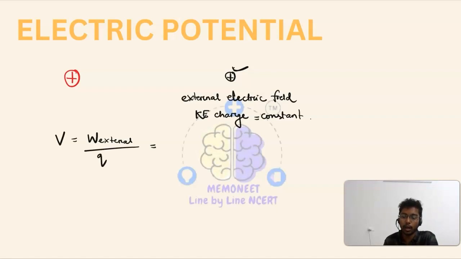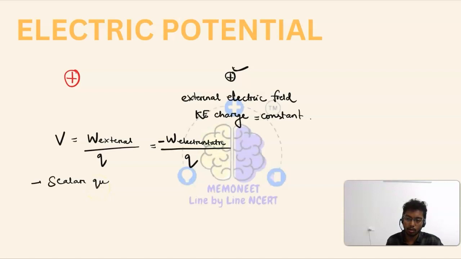We can write this as equal to work done by the electrostatic force, which is the conservative force, upon Q. Sorry, it is minus of the work done. Potential is a scalar quantity, and it can be positive, negative, or zero also. The SI unit is joule per coulomb, V is equal to joule per coulomb, or we can write it as volt.